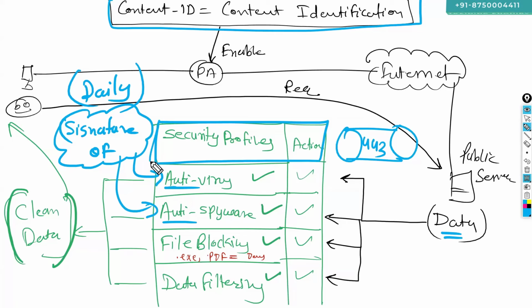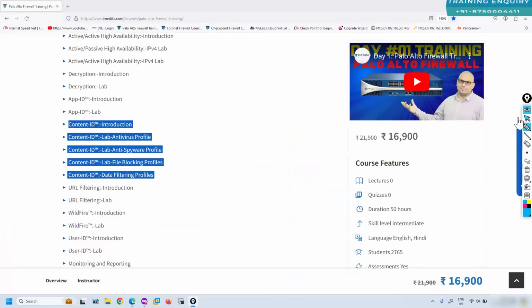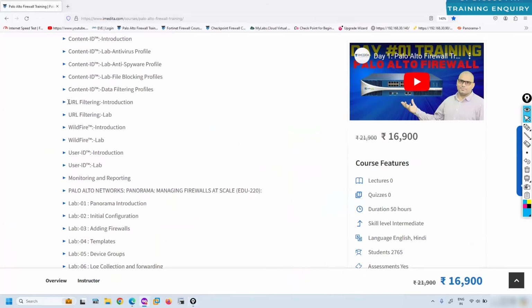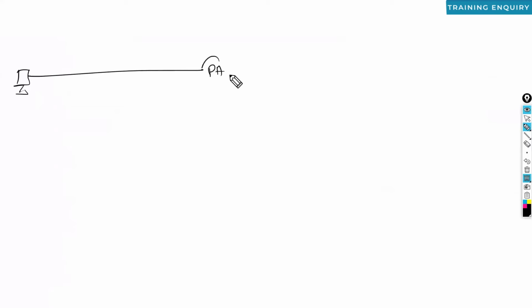So remember, when we enable security profiles like antivirus, anti-spyware, file blocking, and data filtering, that will be counted as content ID. Next, we have URL filtering. So what is URL filtering here? We all know that when we have an internet connection, a user can access any website. Assume we have a client connected with Palo Alto.